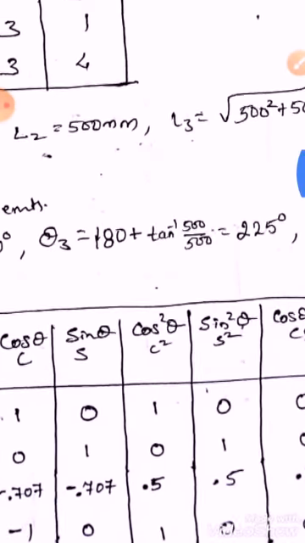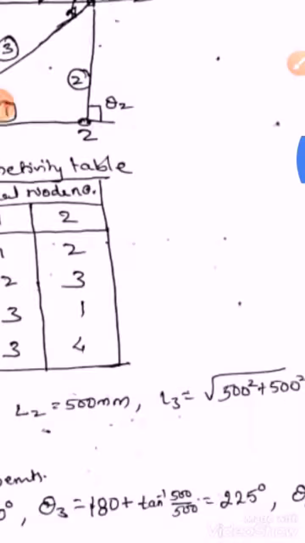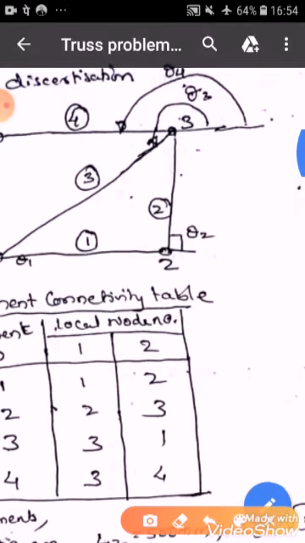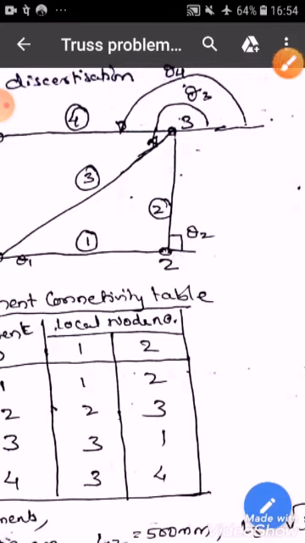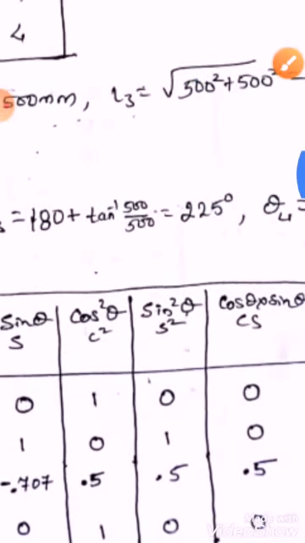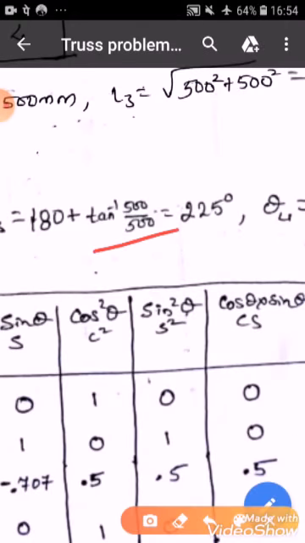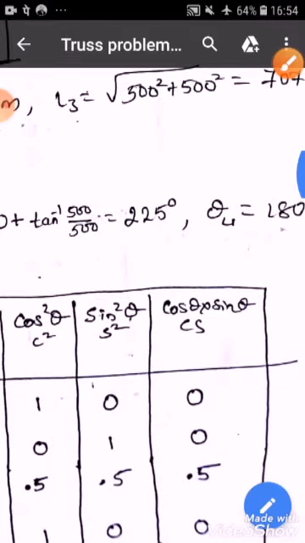Theta 3, it is 180 plus, this is 180 up to here, plus this angle. This angle is how much? Tan inverse of opposite by adjacent. So that is why I have written here tan inverse of 500 by 500. Total comes out to be 225 degrees, and theta 4 is 180 degrees.